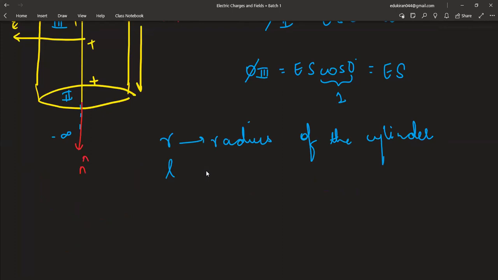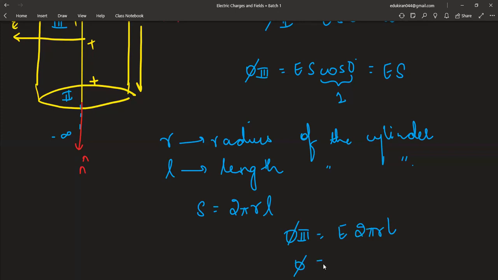And you have L as the length of the cylinder, right? So when we are calculating surface area, it is the area of the circle into the length. This is how we calculate the area of a cylinder, right? And if it had been volume, we would have used pi r square L. So this is the surface area, so it would be 2 pi r L. And electric, so what would be the flux then? Flux would be E into 2 pi r L.